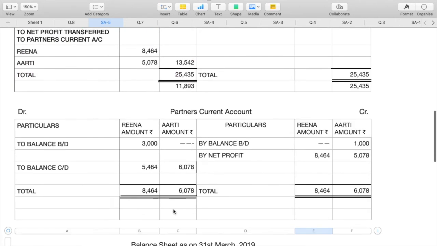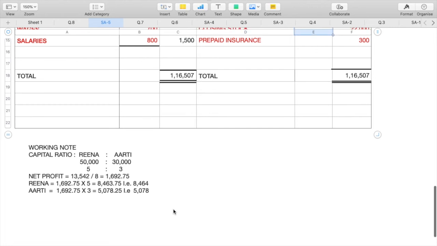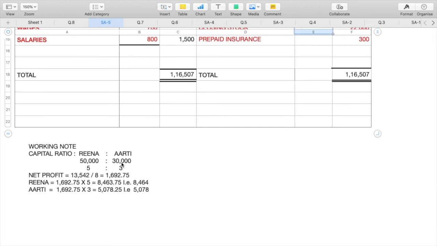Okay, so the capital ratio which we were talking about, 50,000 and 30,000 is the capital value. So if you cancel common zeros, you'll get 5:3. Okay, so now this is not further divisible. So 13,542 you have to divide by 8. So you'll get an answer of 1692.75.